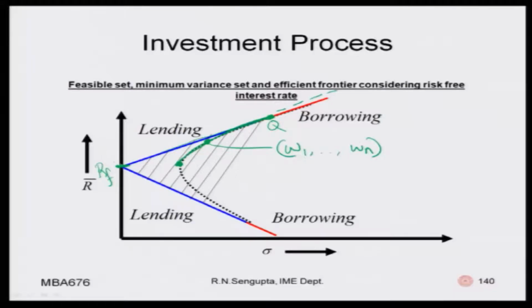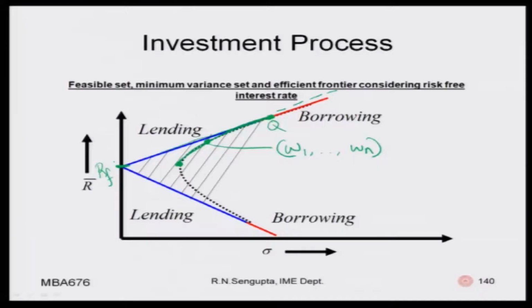If you are at RF, it means that you have invested all your money in the bank, and you have not invested any amount of money in the risky assets, n number of risky assets. But now, if you extend to the red one, it means that you are borrowing from the bank, that means you are short selling on the bank and trying to invest that extra amount of money in those risky assets.